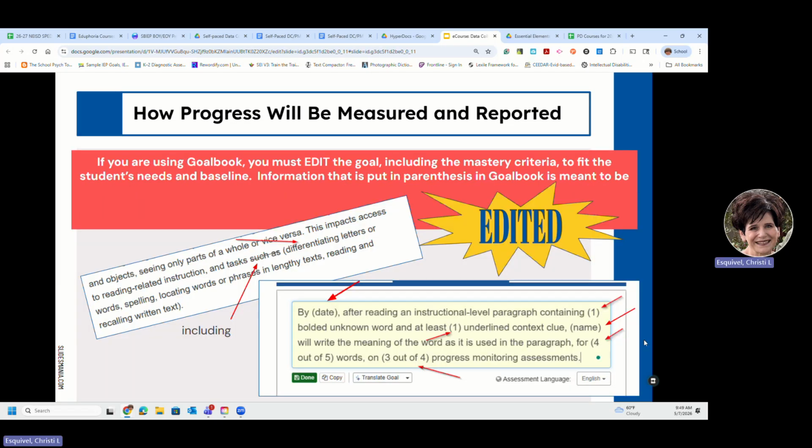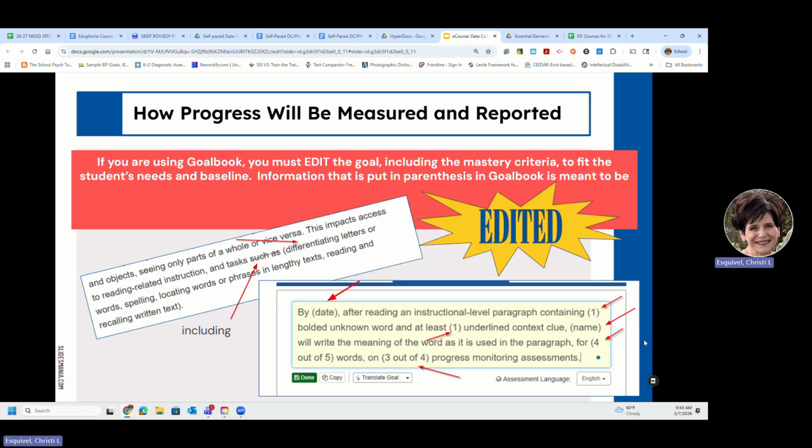When using Goal Book, you must edit the goal, including the mastery criteria, to fit the student's needs and baseline. Information that's put in parentheses in Goal Book is meant to be edited. So look at the sample goal based on the parentheses we must edit: the date, the conditions, the student's name, and the mastery criteria. Remember that the district expectation is to collect 1 data point per week on academic goals.